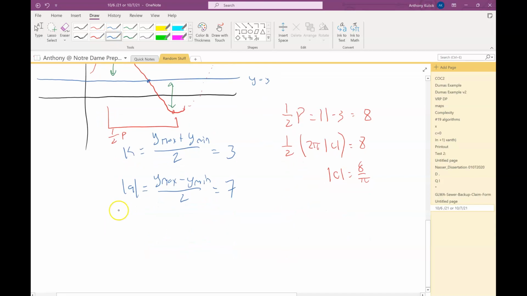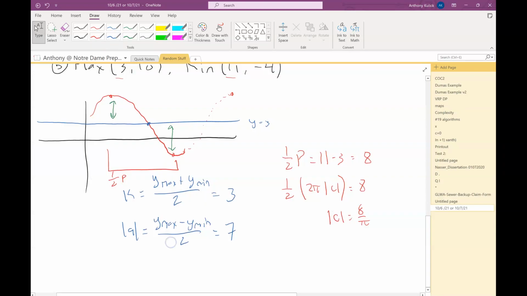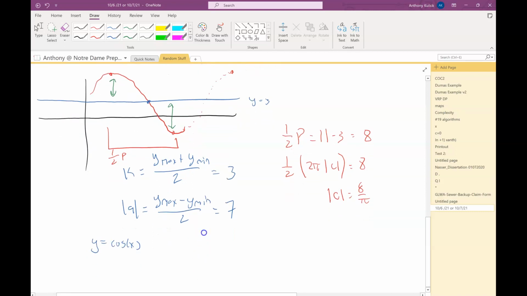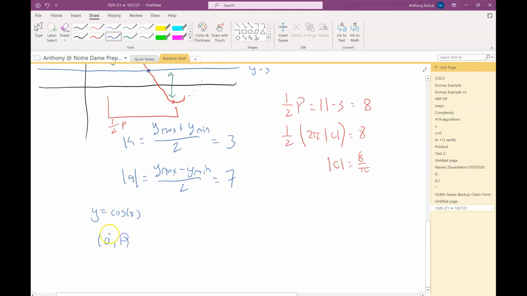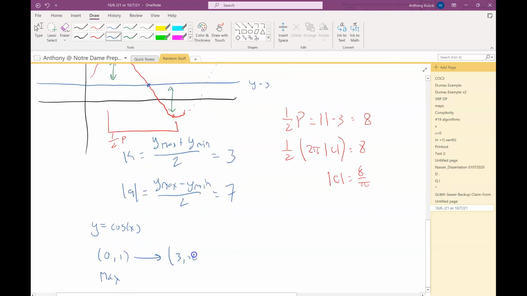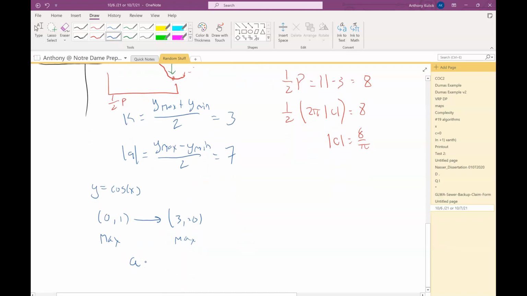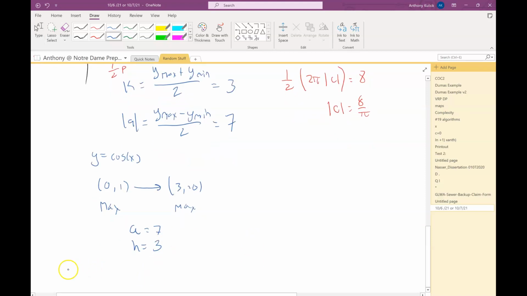So the cosine is going to be the easy one to do in this case because I have a maximum to a max. So I'm going to take the max from cosine and send it to the max for this one. It's 3 pi over 10. Because we're going max to max, I know that my a value has to be positive, and my h is 3. And my c, again, we always choose to be positive when we have a choice like this.